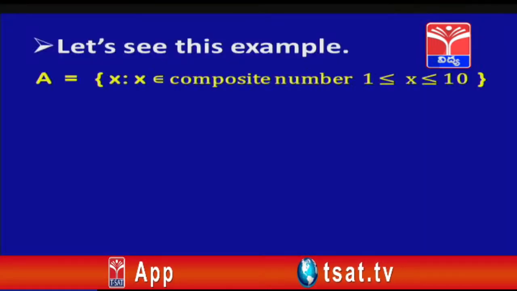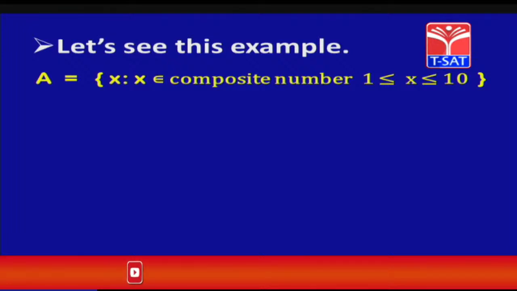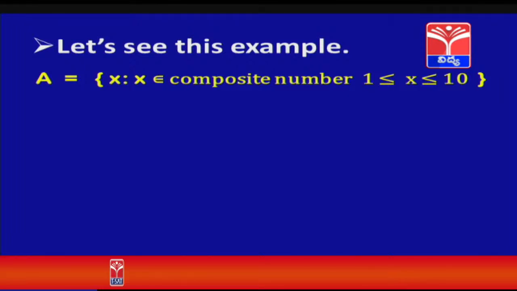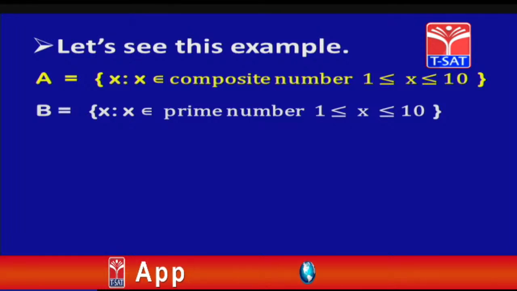See here, A is the set {X such that X is a composite number}, where 1 ≤ X ≤ 10. B is the set {X such that X is a prime number}, 1 ≤ X ≤ 10.